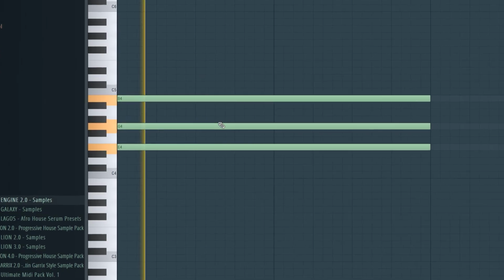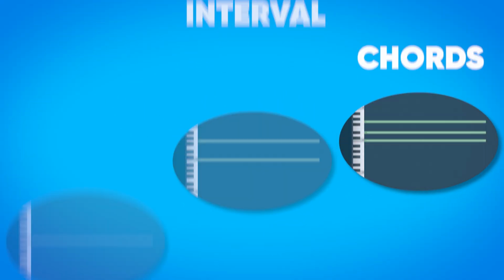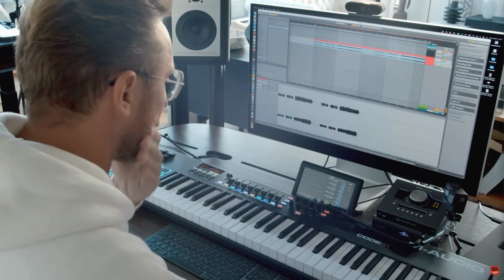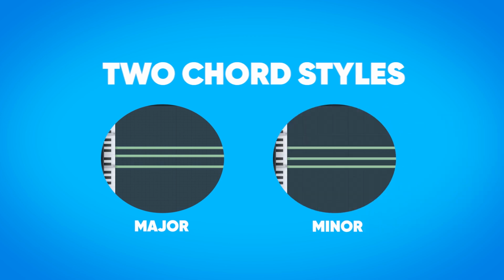But first you need to know what a chord actually is. So one note is a note, two notes is an interval, and at least three notes is a chord. And the most basic thing about chords that you probably need to know is that there are two kinds of chords. There are major chords that tend to sound more happy, and there are minor chords that sound more melancholic.